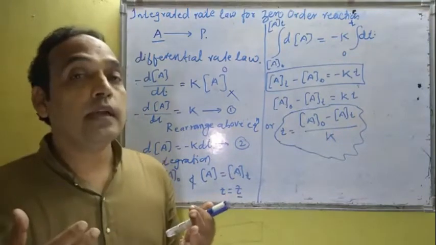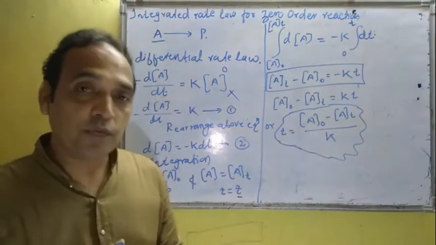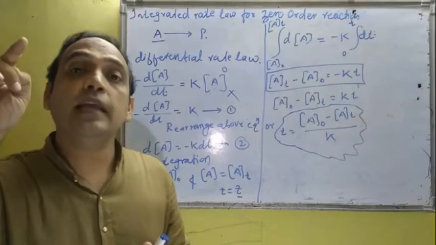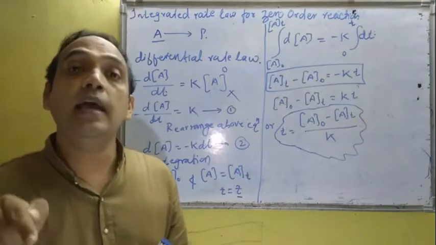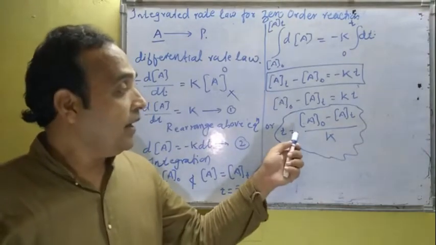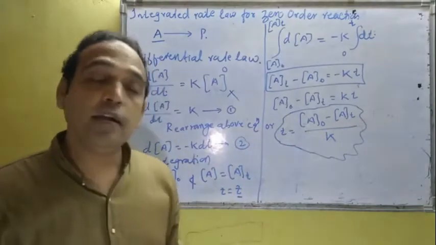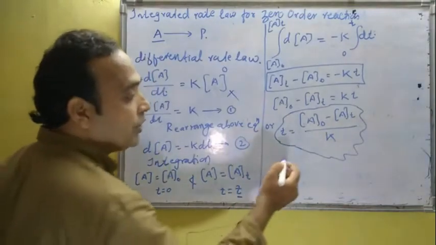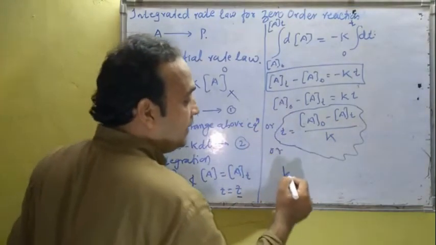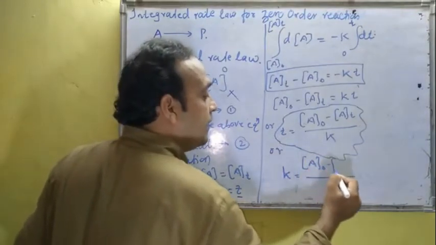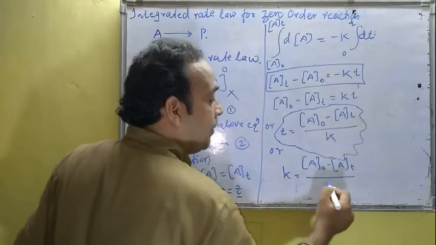And what was the integrated rate equation for first order reaction? T is equal to 2.303 upon k log of a0 by at. Okay, now looking at this, we can rearrange this equation to write the unit, or we can write here k is equal to a0 minus at upon t.